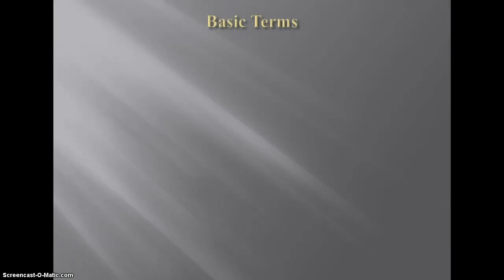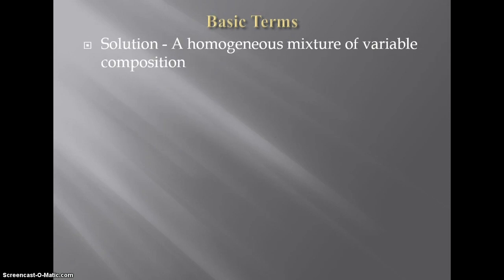So let's answer the question, what is a solution? Here's the official definition, and this is also in your definition sheet. It's a homogeneous mixture of variable composition. If you remember, a homogeneous mixture is one that looks the same. You can't discern one region from another. So whatever the two or three substances are that are together, you can't tell them apart.